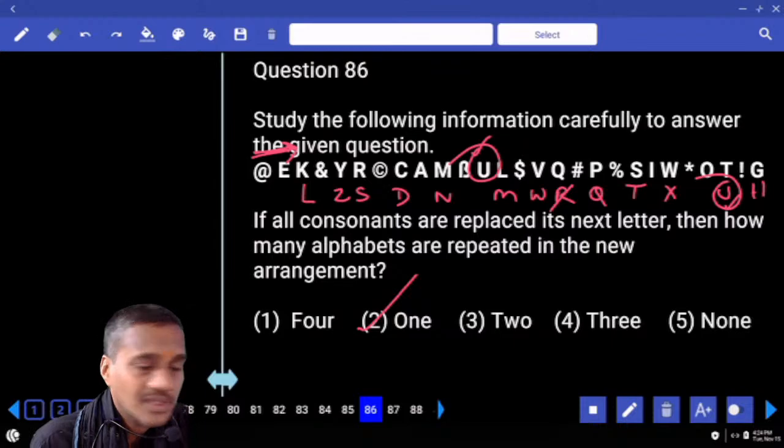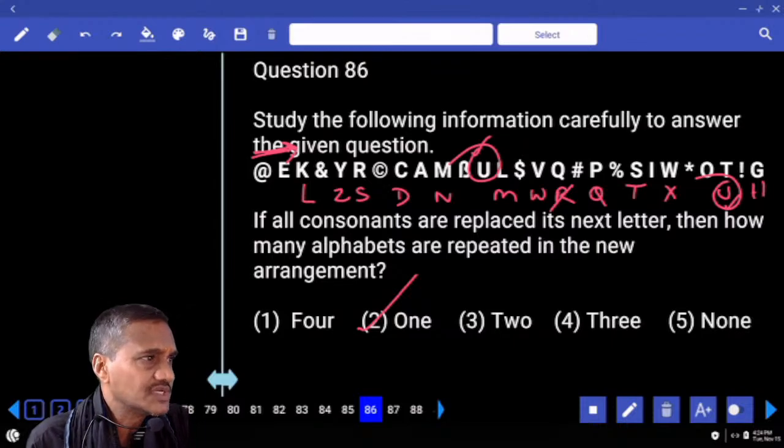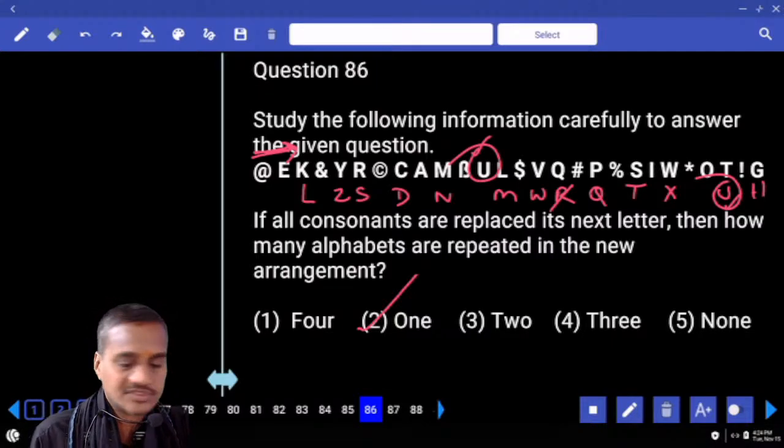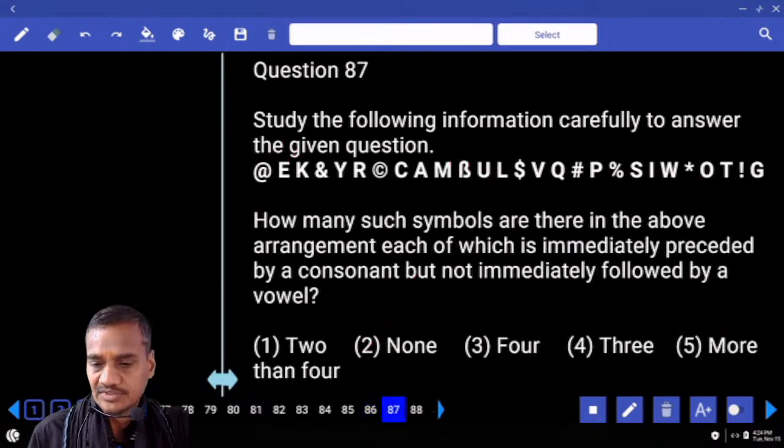Why? Vowels. Because vowels are not changing, right? We are taking only the consonants. Only the consonants will be replaced by the next letter, but not the vowels. And next coming to 87.